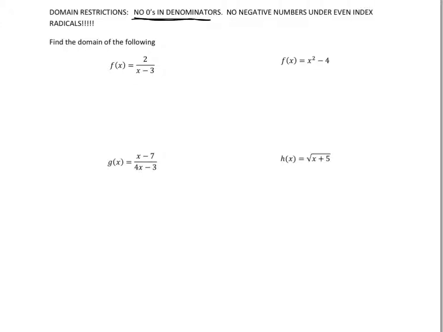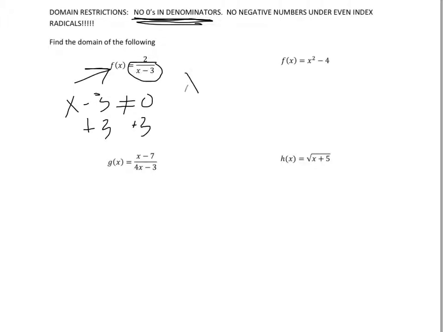You can't divide by 0, so we don't want to allow this function right here to have any value that gives us a 0 in the denominator. So what we can think about is this. X minus 3 cannot be equal to 0 because we can't divide by 0. That's undefined. So we can solve this just like a regular equation by adding 3 to both sides. And that means that x cannot be equal to 3. Which makes sense. If we plug in 3, 3 minus 3 is 0. So that is the point that's not defined in the domain.